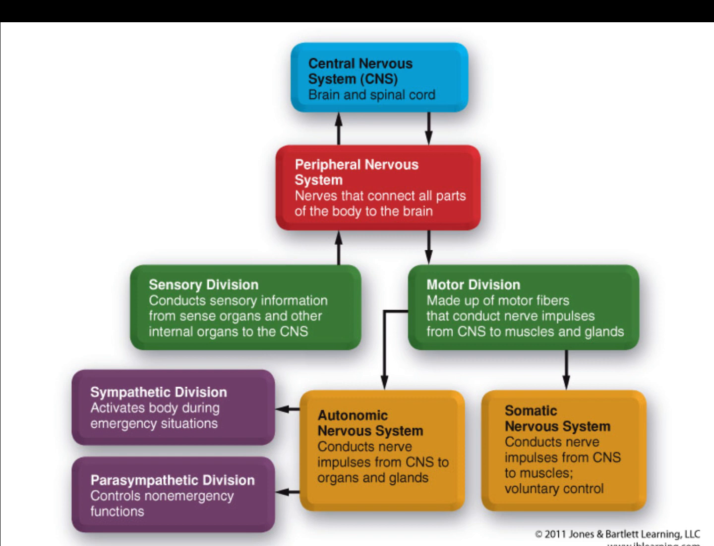Your motor system is broken down into 2 other parts: the autonomic nervous system and the somatic nervous system, okay. Your somatic nervous system controls all of your voluntary muscles, period. That's all it does, okay. However, your autonomic nervous system is impulses from the CNS to all your organs and glands, and the autonomic nervous system is now broken down into the sympathetic, which is your fight or flight, and your parasympathetic, which is your rest and digest.